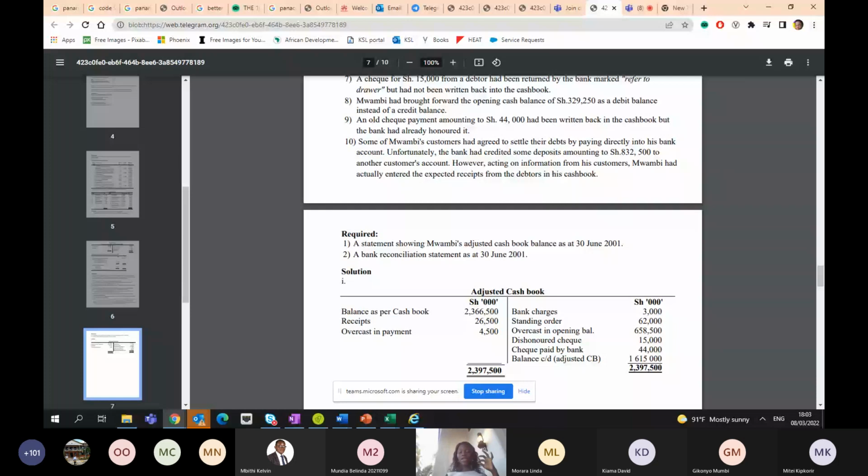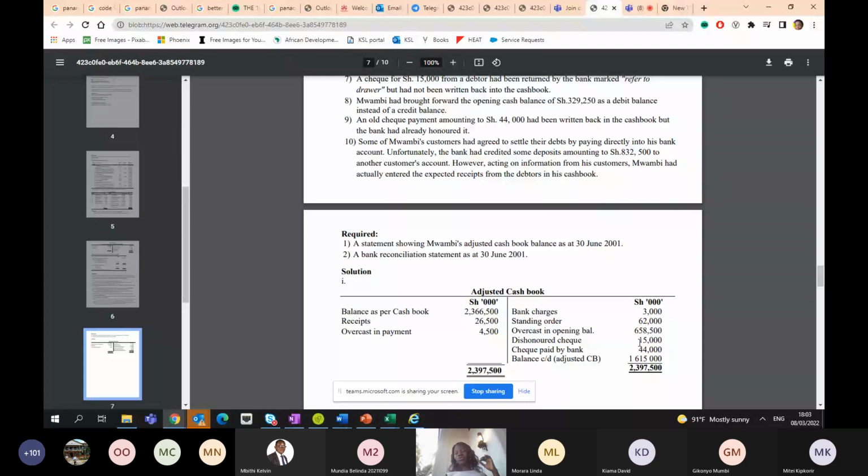So if it's been returned, first you need to check where the check came from. So it's from a debtor. So basically it's money we had in the bank, but the bank is now saying we don't have that money. Remember, in our cash book, we got the check and we recorded it. So what do we need to do? We need to remove it.